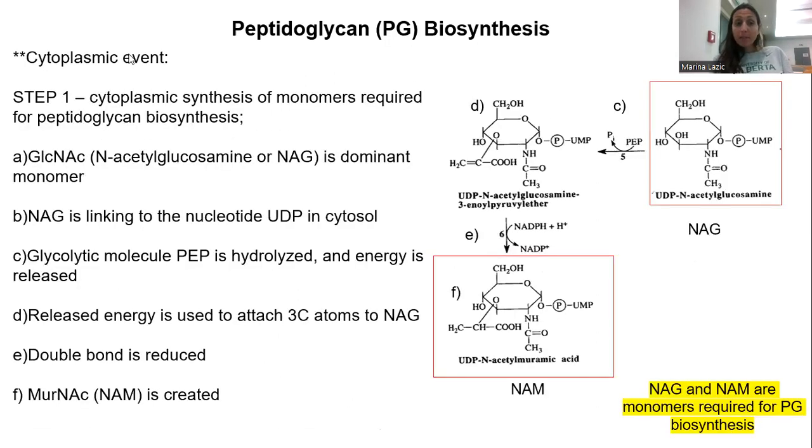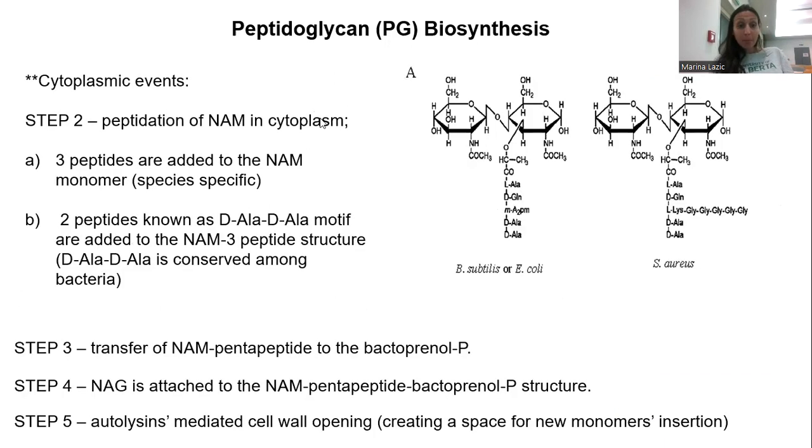So again, step 1, synthesis of monomers for biosynthesis. So you have NAG, you have NAM. Step 2, add 3 peptides that are species specific, so they are not conserved, not like diala. So peptidation of NAM, so NAM plus 3, then you have addition of 2 diala, the conserved motif, and then all that NAM pentapeptide, so NAM plus 3 plus 2, is transferred to bactoprenyl phosphate. When this event is completed, you get NAG being attached to NAM pentapeptide bactoprenyl.